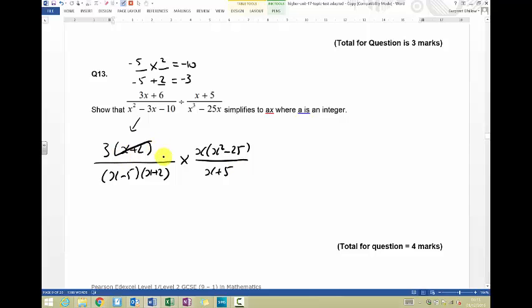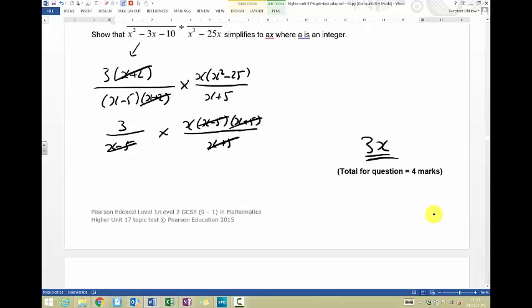Well, on this side, I can do that. So that's 3 over x minus 5. On this side, you have to spot that this is a difference of two squares. So you get x minus 5 times x plus 5 all over the x plus 5. Well, that goes with that. That one cancels out with that one, so you're left with 3 times x. It's quite a difficult one.